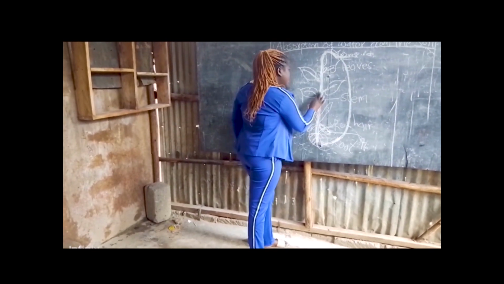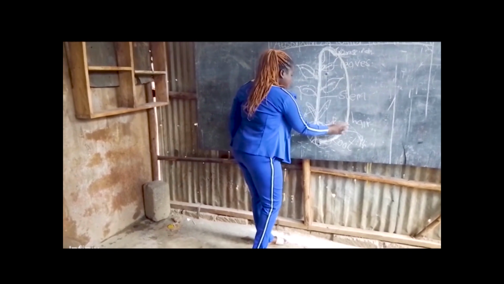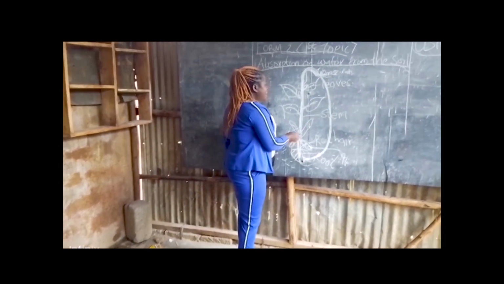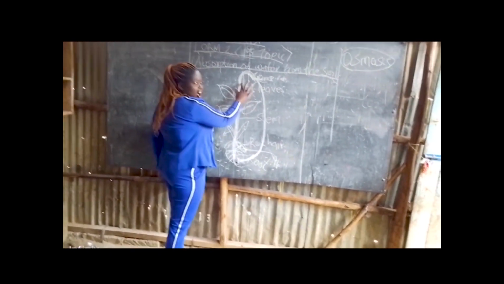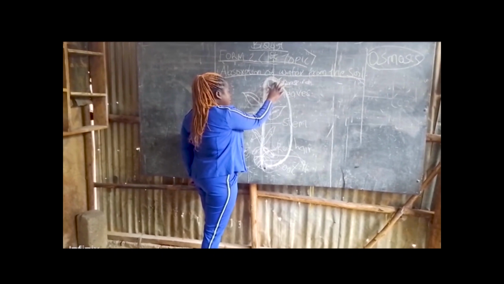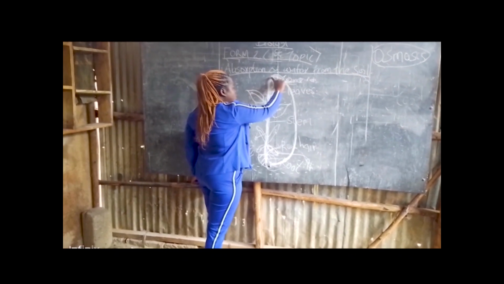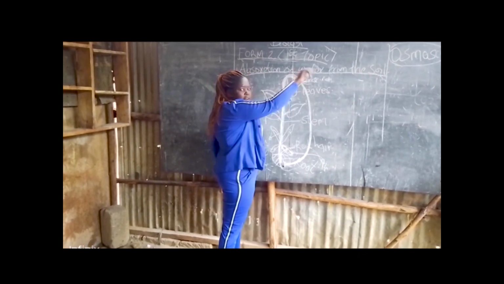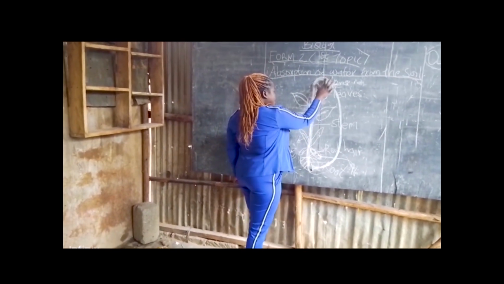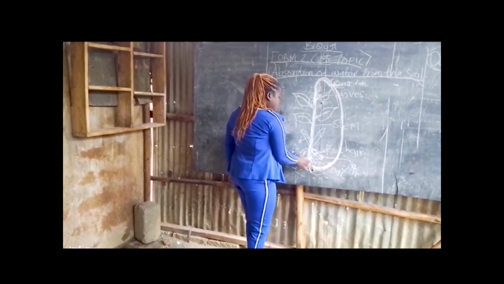So it is a continuous process. As the root absorbs water, it is transported to all parts of the body through the xylem tissues. Then when it reaches the leaves, through transpiration, water is eliminated from the plant. Then the process continues.